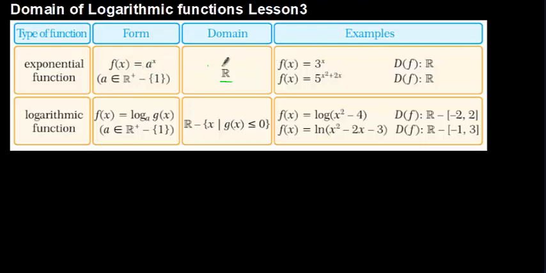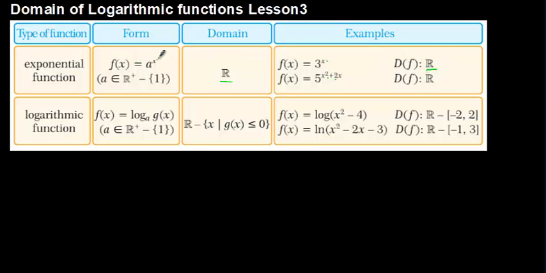In this case, the power, whatever it is, is not important for us. The variable is going to be the power. Here 3 to the power of x is an example, and 5 to the power of x squared plus 2x. As you see, the power is x and x squared plus 2x. In both cases, instead of x, you can give any number that you want because it's not going to be undefined here. That's why we write that the domain of the exponential functions is always real numbers.